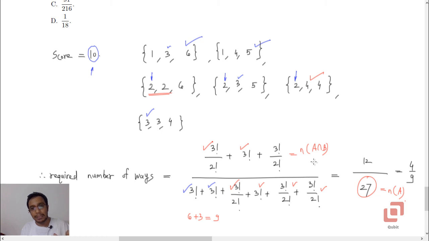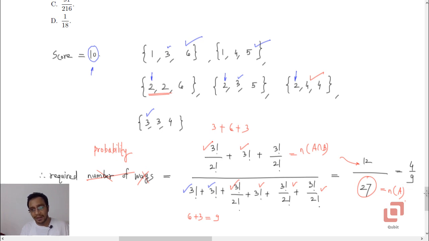But we already talked about it earlier that there is no need to divide both the numerator and the denominator by 216. So it is 3 here, 6 here, and 3 again. These 3 add up to 12. So the required number of ways, sorry, not ways, I should have said required probability. Sorry. Yeah, required probability will be 12 upon 27, or 4 upon 9.